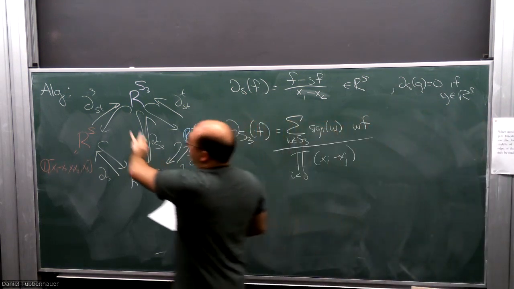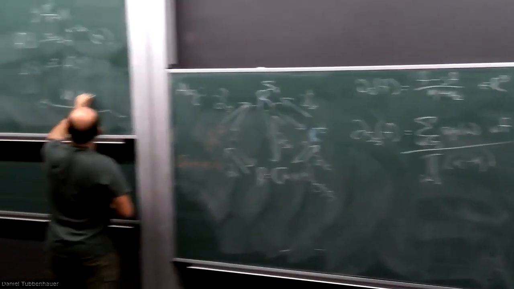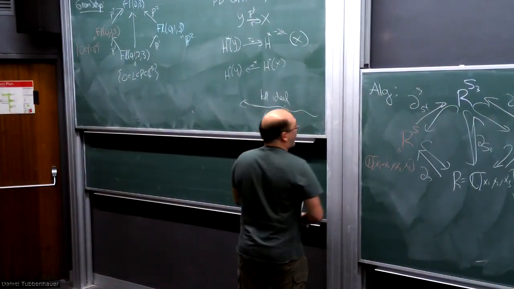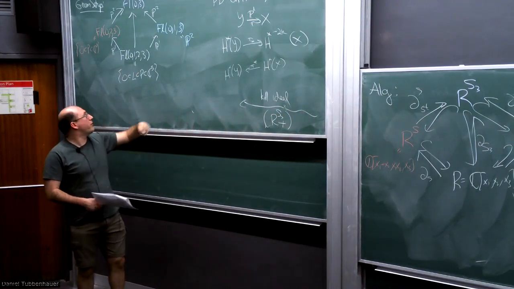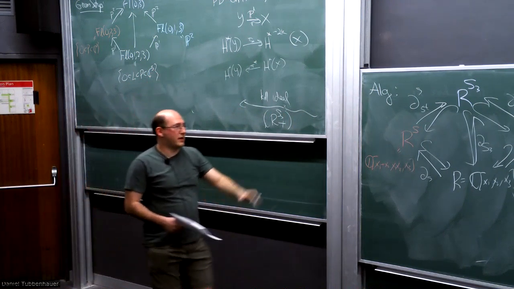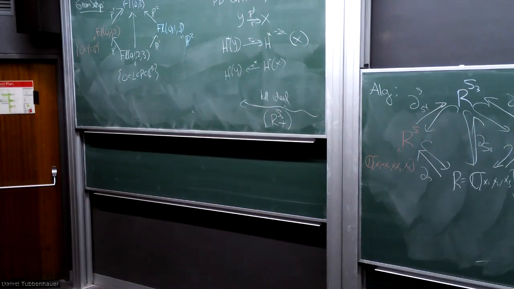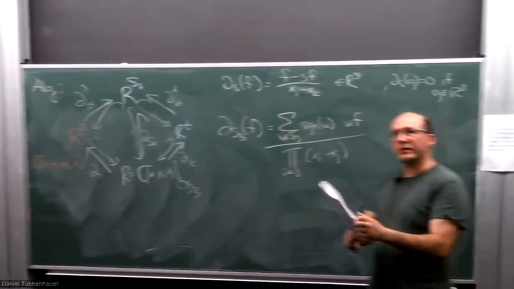How does this story relate to this story? If I kill the ideal generated by positive degree symmetric polynomials, then I get a finite dimensional ring. That's the coinvariant algebra, and that's the cohomology of the flag variety. You can describe an equivariant cohomology ring instead of that. Any questions?